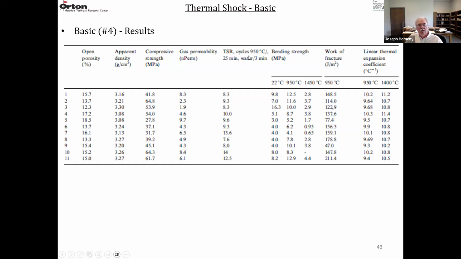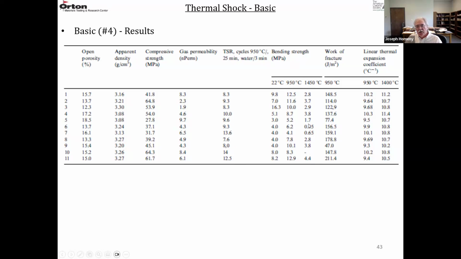Then TRS is the thermal shock resistance test with the cylinders. So they were held at 950 degrees C for 25 minutes, dropped into water for 3 minutes, dried, and that cycle was repeated until you got a 20% weight loss. So the best refractories were maybe 14 or 13 cycles, and the worst ones were maybe 7 cycles. So about a factor of 2 difference in the performance. The bending strength in megapascals was measured at room temperature, 950 and 1450 degrees C.